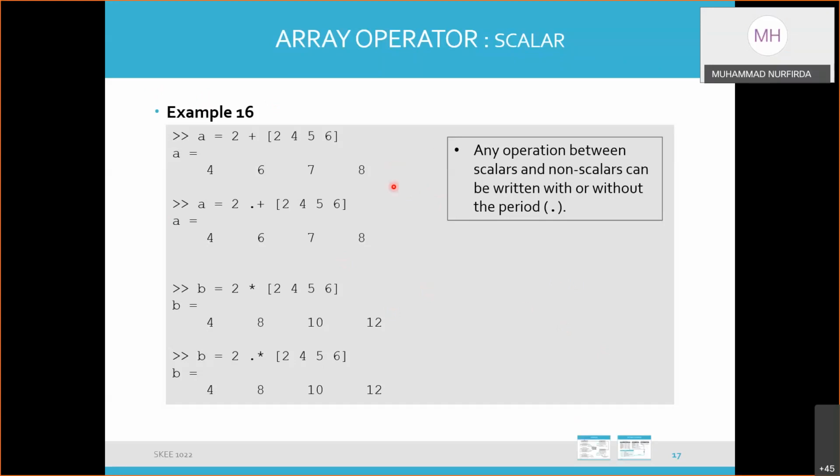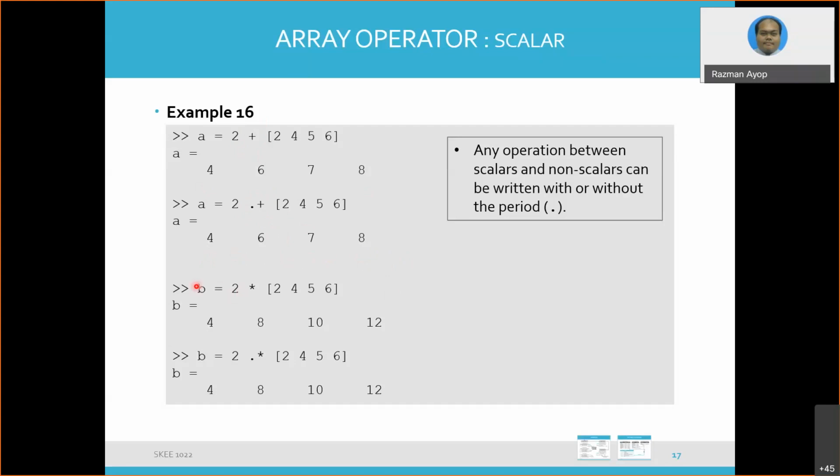Okay, we continue. So for examples here, remember for matrix we use normal operation, but for array operation we put dot before the operation. We put dot, but for plus and minus there is no effect. You can see here the answer for matrix operation and array operation is the same. There is no difference. But for others there are effects.